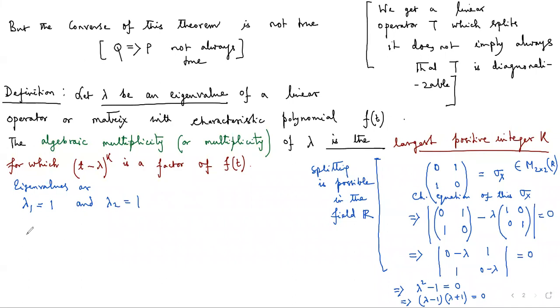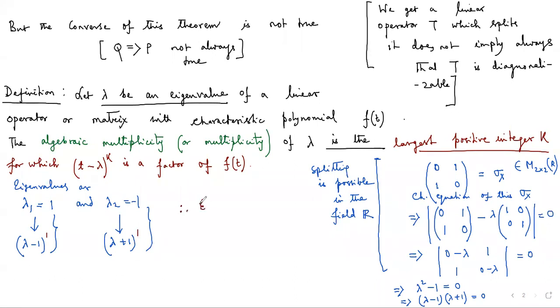Now just look at the factors that we have got over here. Lambda 1 equals 1 happens with the factor lambda minus 1, and lambda 2 equals minus 1 comes for the factor lambda plus 1 in the characteristic equation. What is the power of these two factors? Here the power is 1. Here the power is 1.